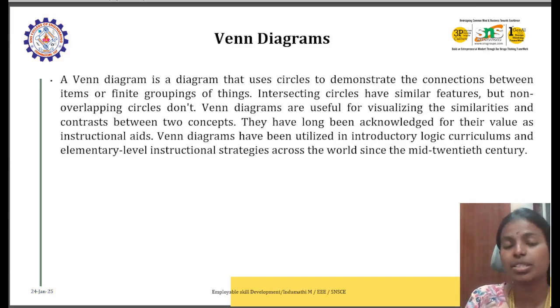A Venn diagram is a diagram that uses circles to demonstrate the connections between items or finite groupings of things. Intersecting circles have similar features, but non-overlapping circles don't. Venn diagrams are useful for visualizing the similarities and contrasts between two concepts. They have long been acknowledged for their value as instructional aids. Venn diagrams have been utilized in introductory logic curriculums and elementary level instructional strategies over the world since the mid 12th century.